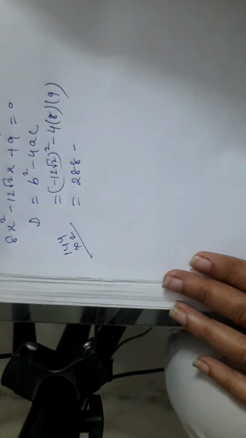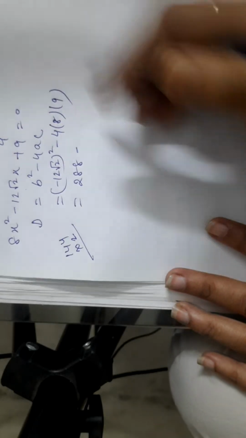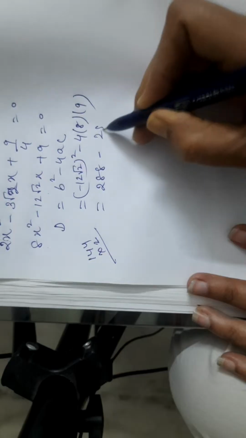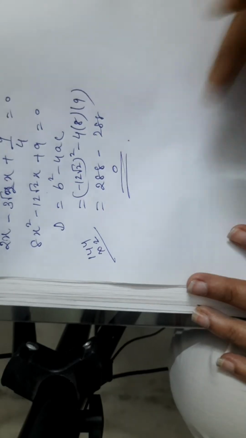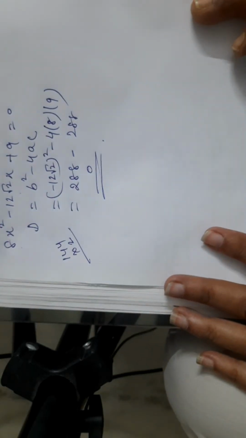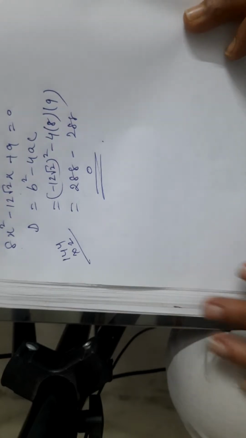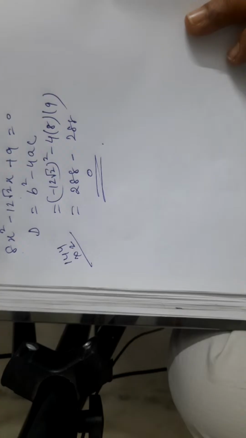So as we are getting D as 0, the equation will have two equal roots. Very good, you got the answer. Nice. As we got the value of D as 0, the equation will have two equal roots. So let's move with the next solution.